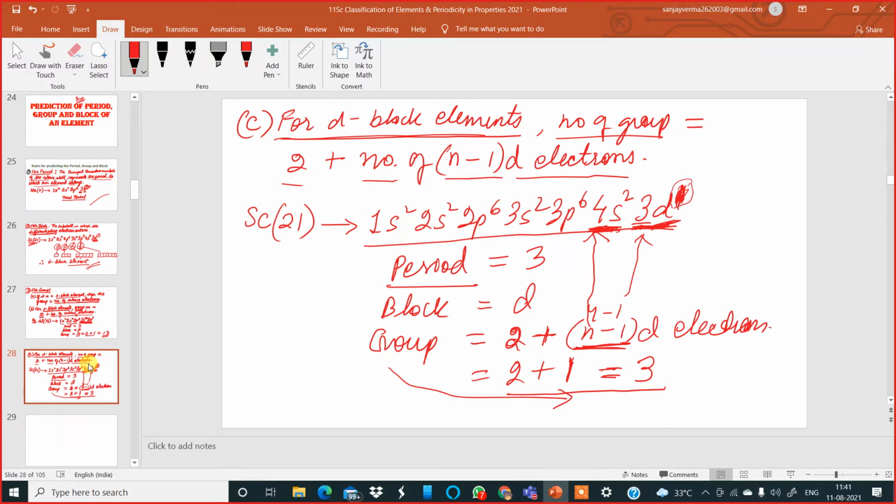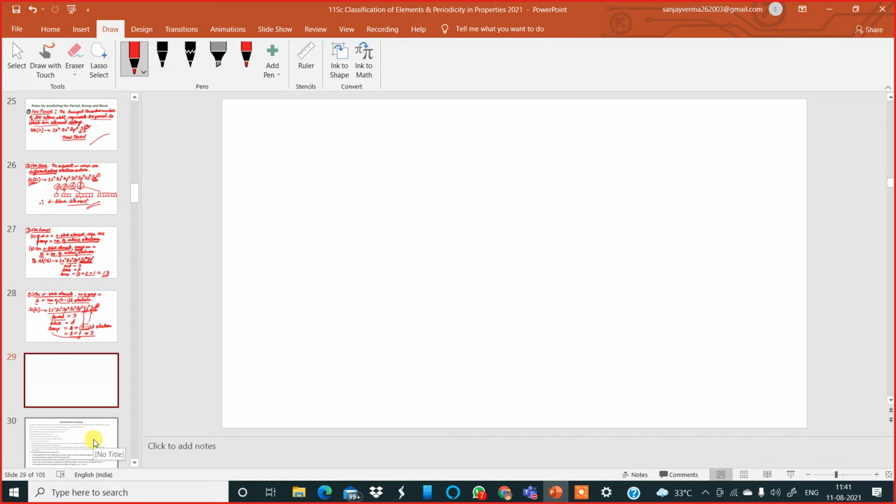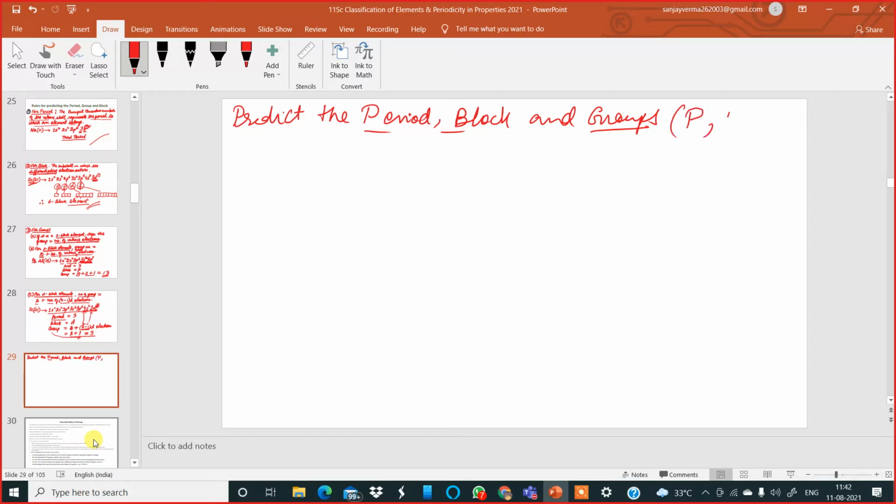Now we come to the real examples in the next slide. You also do it in your copy: predict the period, block and group. This should be the correct order. First the period, then the block, and only after that the group, by following the rules which I have stated.